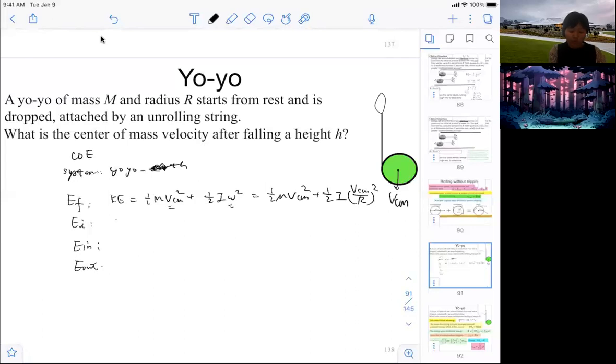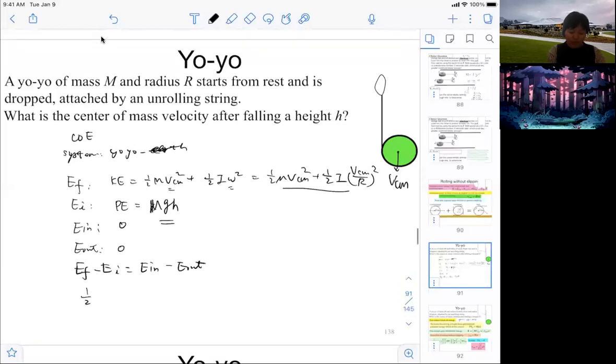Initial, you have mgh, which is all potential energy. Don't think about friction. You don't have to think about the drag of the air. And you don't have any inputs either. So no input and output. So let's put it into our conservation of energy equation, which means this is going to equal to that.